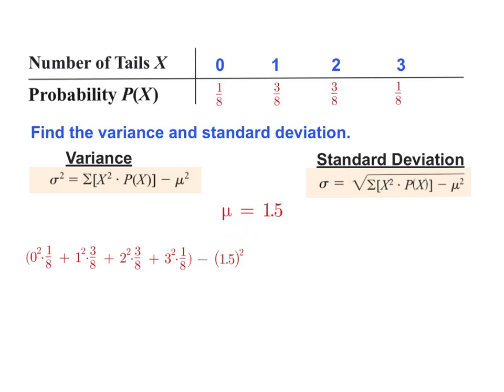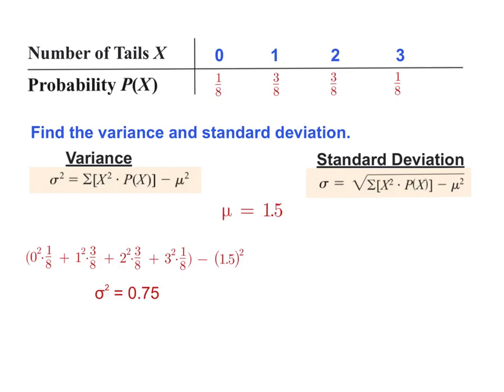How many had that set up correctly? Good. Obviously, with 0, it's helpful because this just goes away. With 1, it's just 3/8. You can plug this all in your calculator pretty easily. This all equals sigma squared, which is variance. So that is 0.75, or you could have listed it as 0.8.